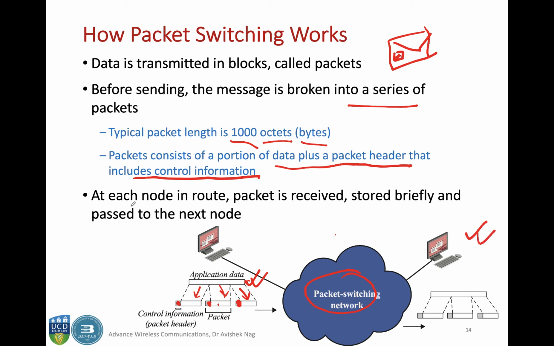As I just said, at each node in the route, a packet is received, stored briefly, and then passed to the next node. When it is stored, the address in the packet is read, and then it is passed to the next node. This address is contained in the header. Each packet has a header.